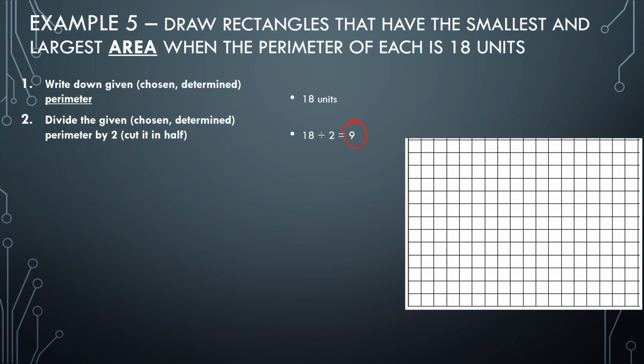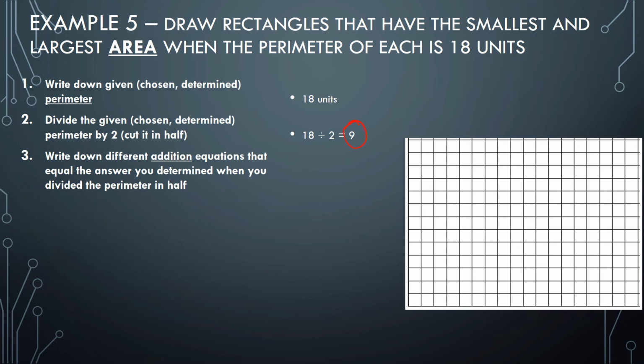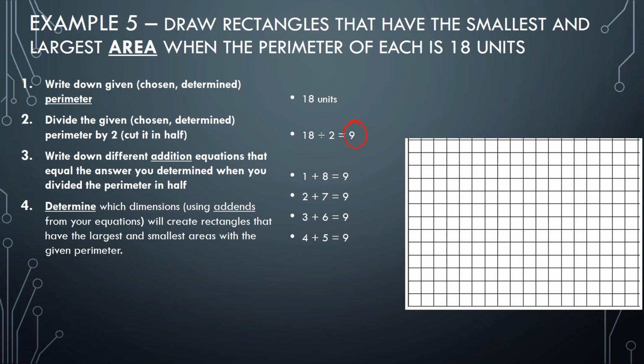So we're going to use this 9 as we move on to our next step of writing down different addition equations that equal the answer that we determined in the previous step, which was 9. So we have 1 plus 8 is 9, 2 plus 7 is 9, 3 plus 6 is 9, and 4 plus 5 is 9. Now we're going to think about what addends we need to use that will create rectangles that have the largest and smallest areas. So we're not going to draw all 4. We're going to think about which 2 we should use. Which one's going to give us the smallest area and which one's going to give us the biggest area.